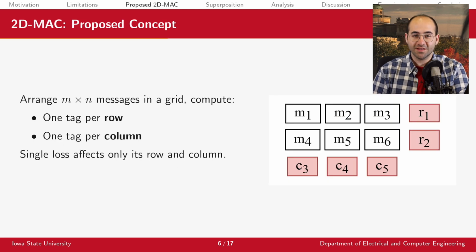This brings us to our solution, the two-dimensional MAC. Imagine arranging messages into an M by N grid, M rows and N columns, so that we compute one tag for each row and one tag for each column. That gives us M plus N tags in total for M by N messages. If a single packet in row I, column J is lost, only the tags for that row and column are affected. All other messages in the grid still have a row and column tag capable of verifying them. In contrast, a one-dimensional compound MAC would discard every message in its block after a single loss.